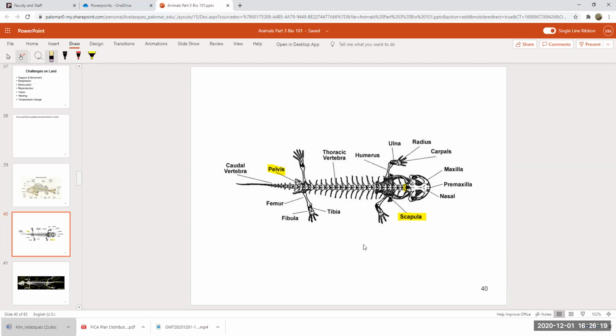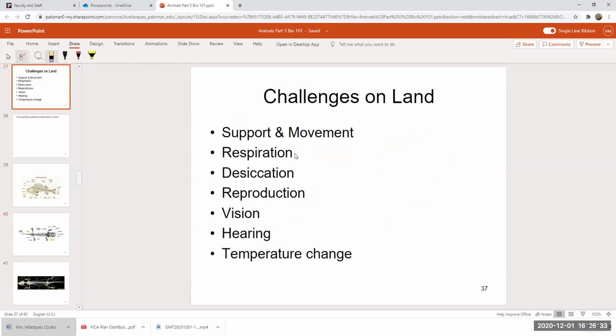Those were all necessary. Obviously, the frog skeleton looks really different than this. This is a salamander. You've all seen frogs jump, and they have hind legs that look really different from this. Okay, so that's how they solved supported movement. Respiration. How did they solve the respiration problem?